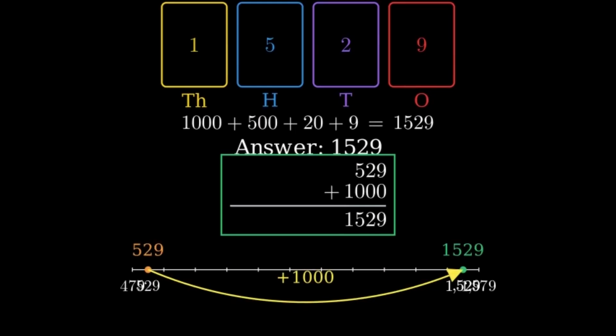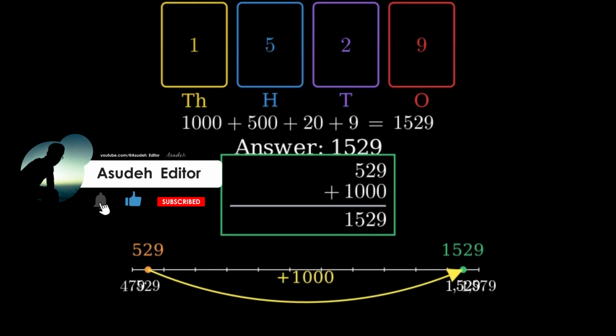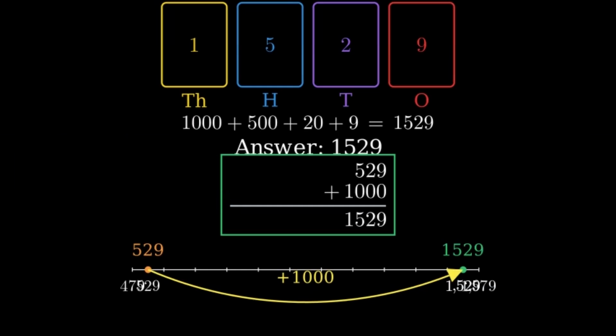Method 3, number line. Start at 529 and jump forward by 1,000. A 1,000 jump simply lands at 529 plus 1,000, which is 1,529. Big jumps like 1,000 are very easy to visualize on a number line.